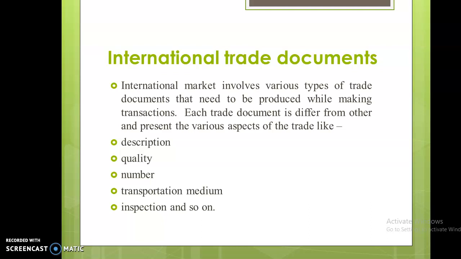Each trade document is different from the others in terms of various aspects, like the description of the products, the quality of the products, how many units of the products are included in that dispatch, what mode of transportation has been used, and how many inspection materials have been included. All these things come under the international trade documents.